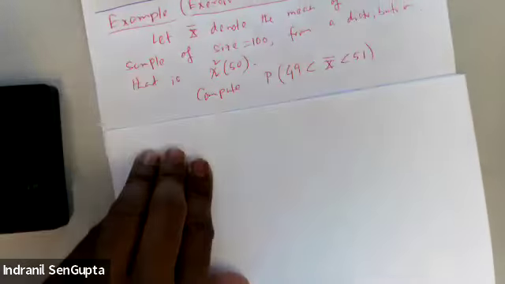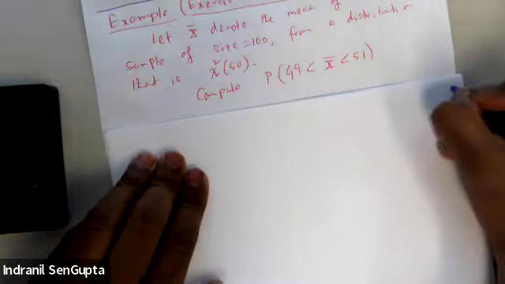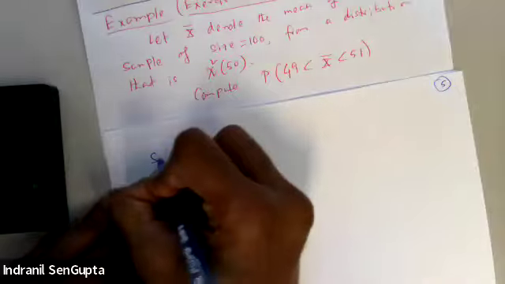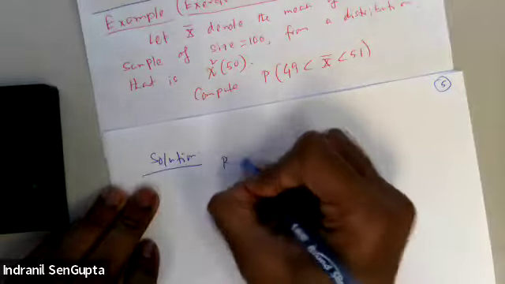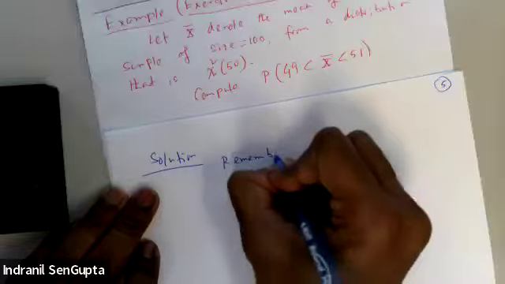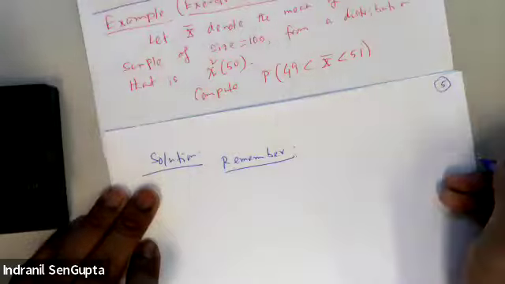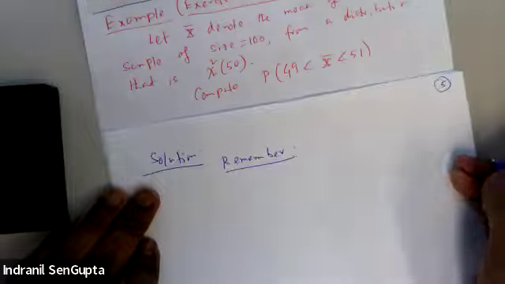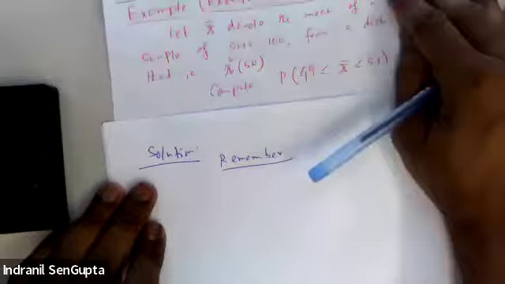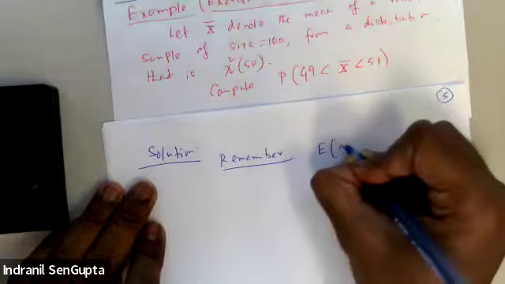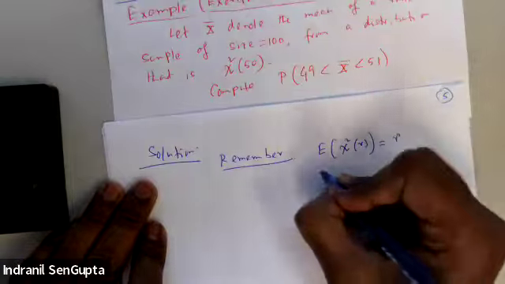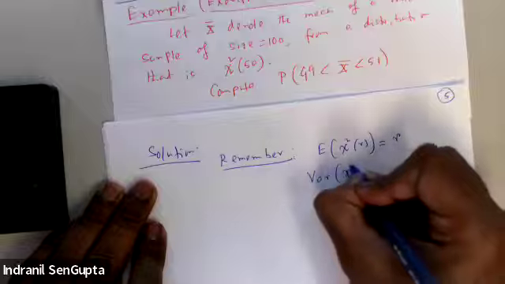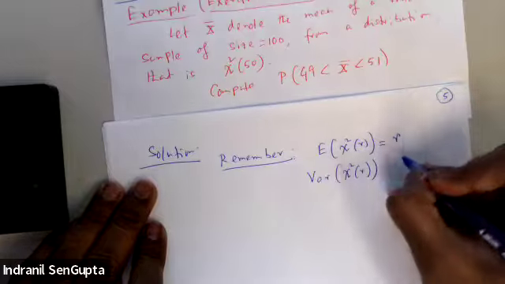So for this problem, let me remind you, here is a solution. Remember what is the expected value and variance of chi-square with the degrees of freedom r? We know that the expected value of a chi-square with degrees of freedom r is r, and the variance of a chi-squared with degrees of freedom r is 2r.